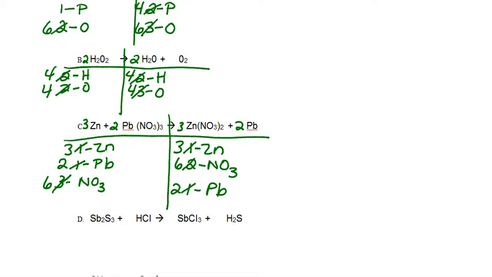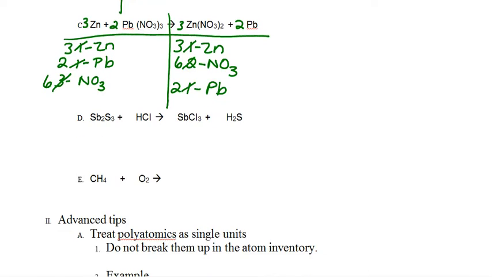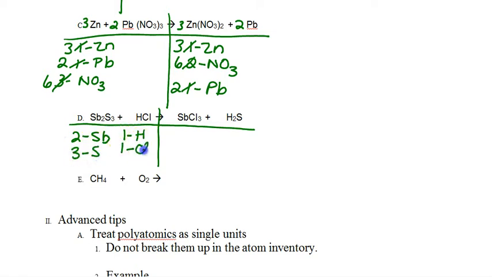Let's go ahead and do one more. So go ahead and count it up. You have 2 Sb, 3 S, 1 hydrogen, and 1 chlorine. Over on the right, you have 1 Sb, 3 chlorine, 2 hydrogen, and 1 S.